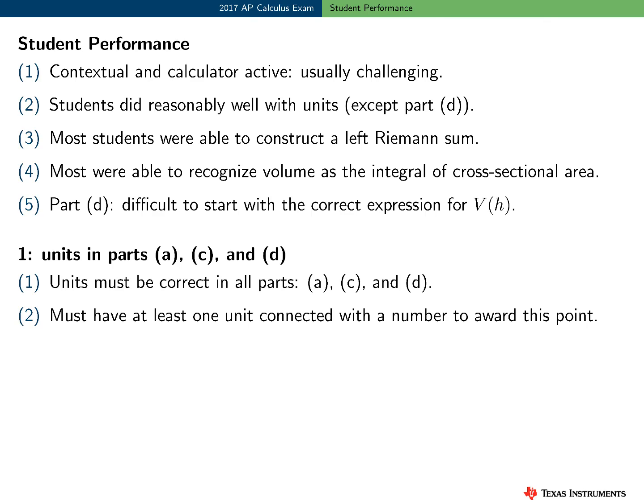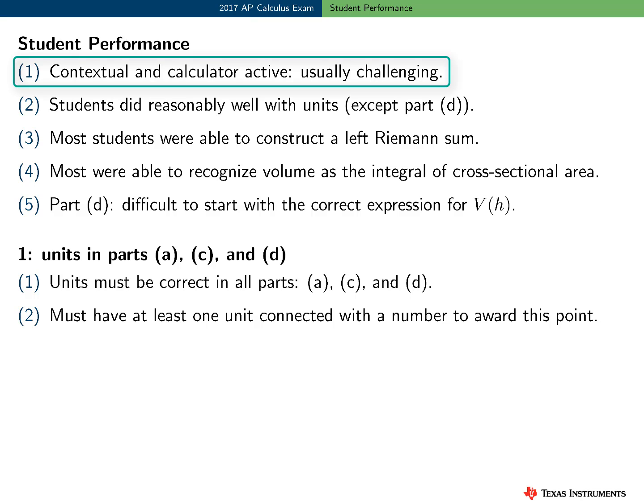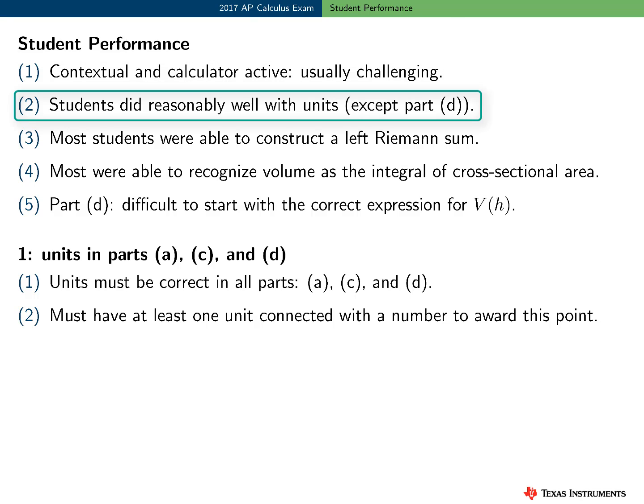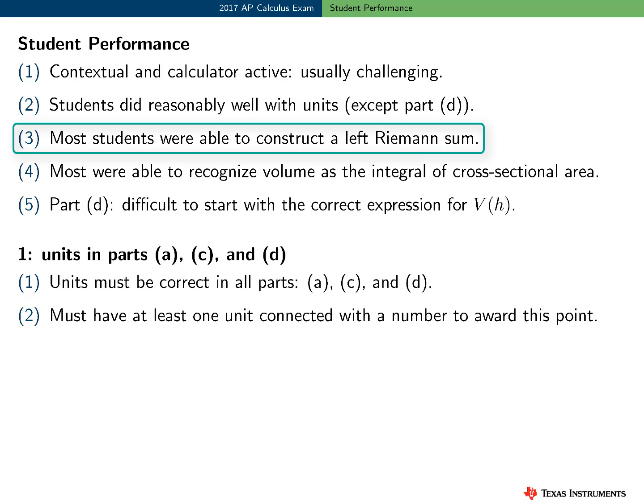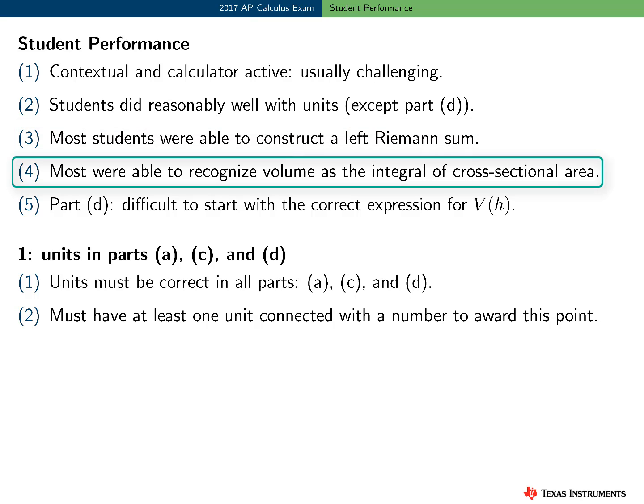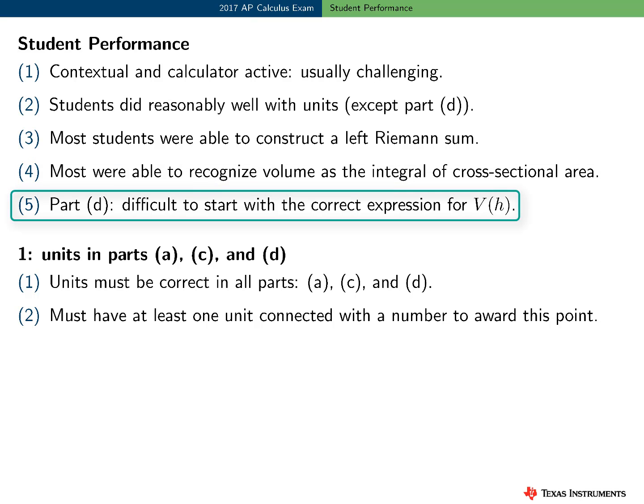Here are a few general comments about student performance on this question. This first question was contextual and calculator active, and these are usually pretty challenging for students. However, the students did reasonably well with the units, well, except in Part D. In Part A, most students were able to construct a left Riemann sum, and most students were able to recognize volume as the integral of a cross-sectional area. However, in Part D, many students found this problem difficult to start. They just couldn't come up with a correct expression for V of h.